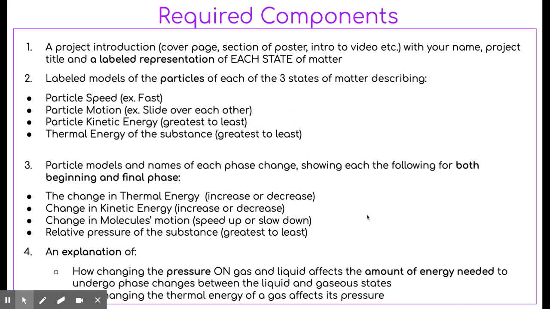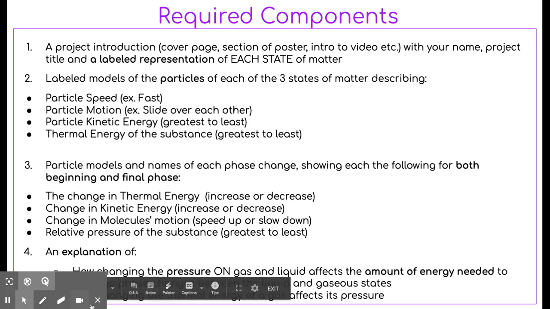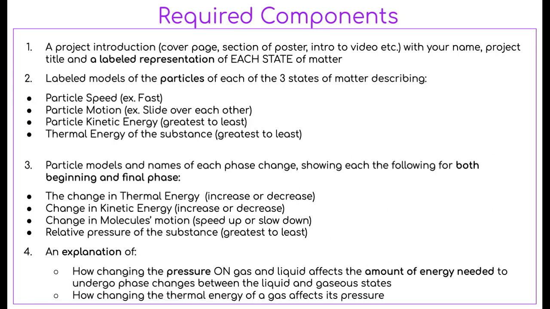The final component that your model should include is an explanation of how changes in pressure on a gas and a liquid affect the amount of energy needed to undergo a phase change between the liquid and gaseous states, as well as how changing the thermal energy of a gas affects its pressure. So when I increase or decrease the thermal energy of a gas, what happens to its pressure?